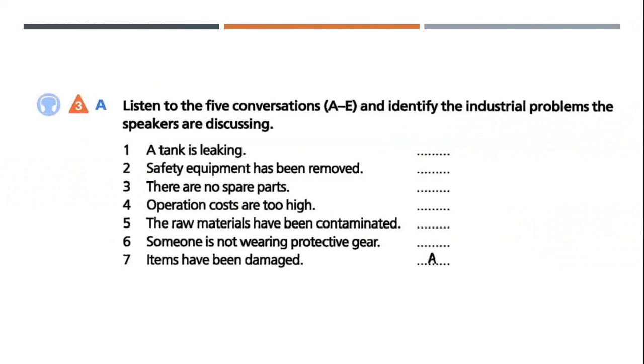These problems are part of exercise A of page 51. The instructions for this exercise say: listen to the 5 conversations from letter A to letter E and identify the industrial problems the speakers are discussing. So, you're going to listen to 5 different conversations, and each one is talking about one of these problems. Identify the problem that each conversation is about. Pay attention to the listening and get ready for providing your answers in the quiz.